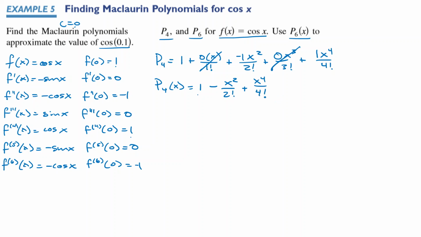All right, now we should start to recognize a pattern, like the signs are alternating, and it's just the even guys, x squared, x to the fourth, and on the bottom it's 2 factorial and 4 factorial, the same as the exponent.